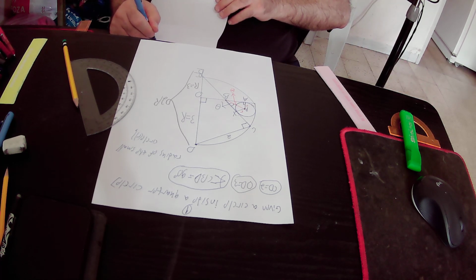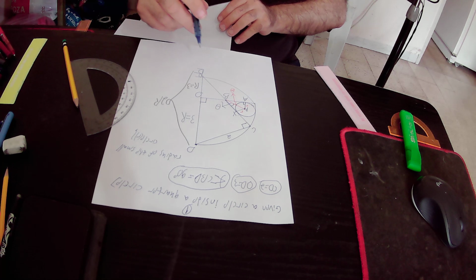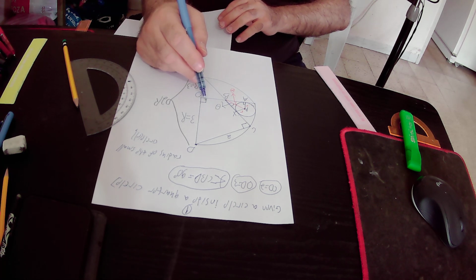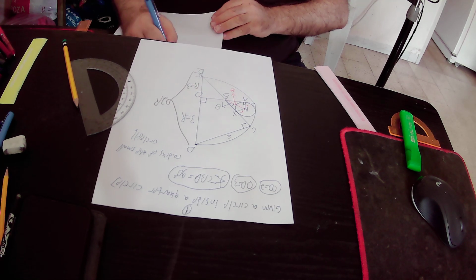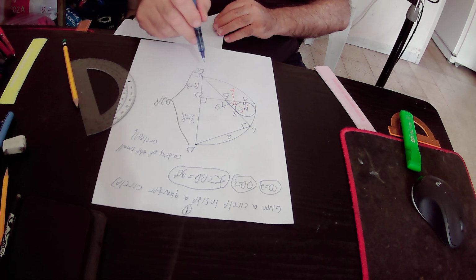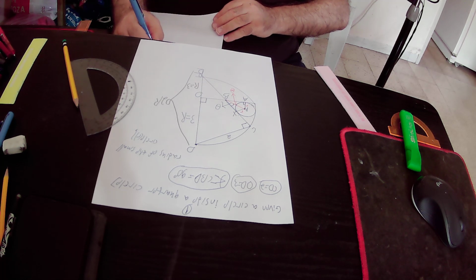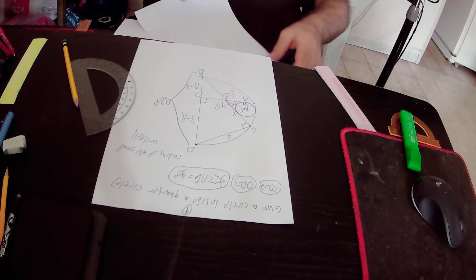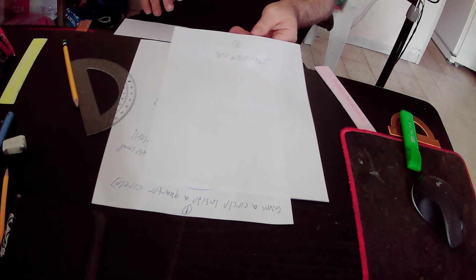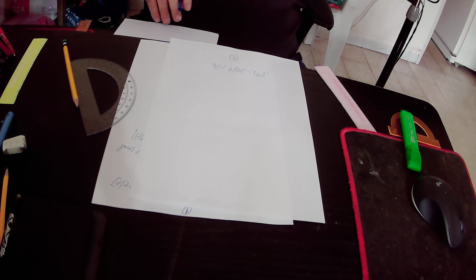Therefore, at point O, we have angle BOD that equals 90 degrees plus angle BOE must be equal to 180 degrees according to the rule that I stated. 90 degrees plus angle BOE must be equal to 180 degrees.